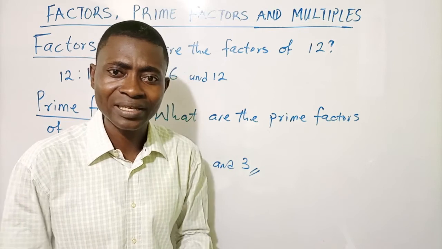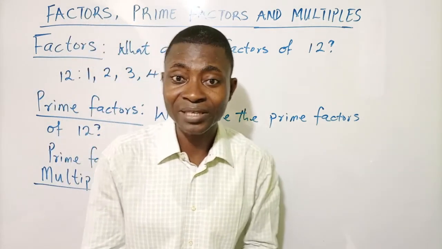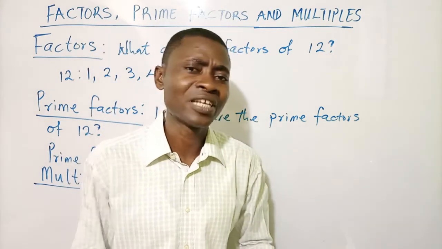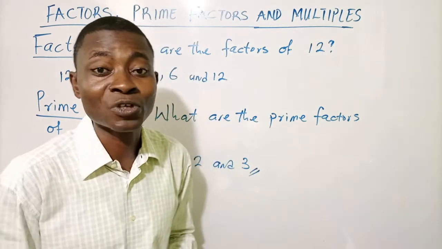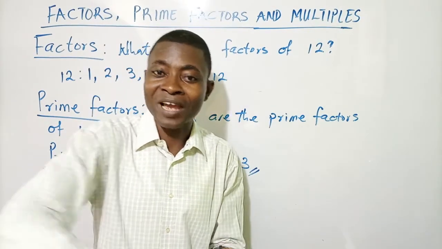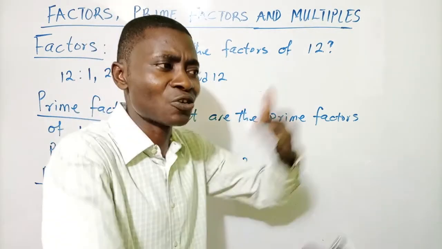3 times 1 is 3. 3 times 2 is 6. 3 times 3 is 9. 3 times 4 is 12. 3 times 5 is 15. Just like that. Mention the first 5 multiples of 5. 5 times 1 is 5. 5 times 2, 10. 5 times 3, 15. Just like that. So the number, adding it to itself.